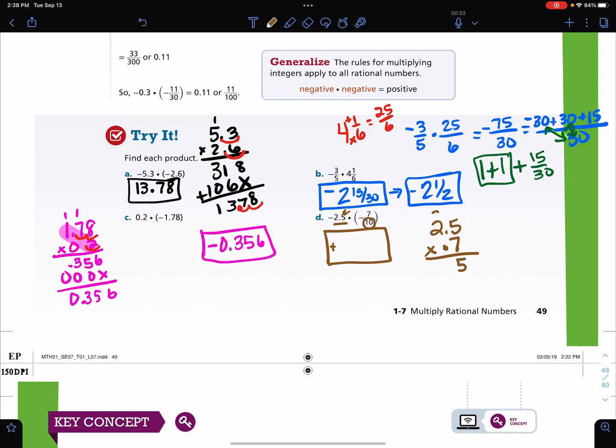So 5 times 35, that's 14, 7, 1. It's got 1 decimal place, so I move this over 1 decimal place. My answer will be 17.5, and it's positive. And I thought about that at the beginning, so I'm erasing the positive at the end.